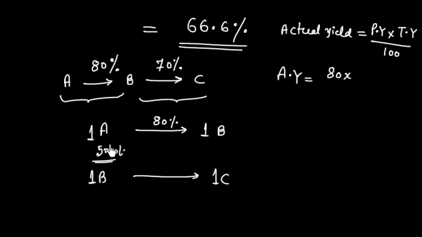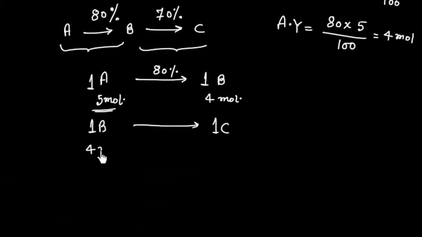So 80 multiplied by theoretical yield. What is the theoretical yield one can expect? 5 mole will give you 5 mole. So that is the theoretical yield, 5 mole divided by 100. So you will have 80 into 5 divided by 100. That is the 4 mole of B. So now you have 4 mole of B.